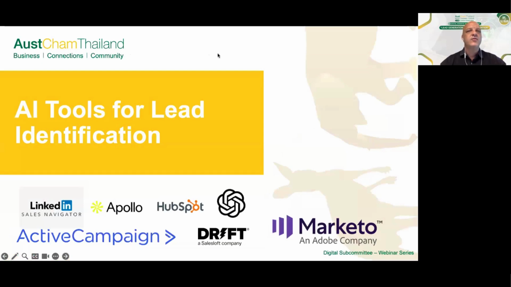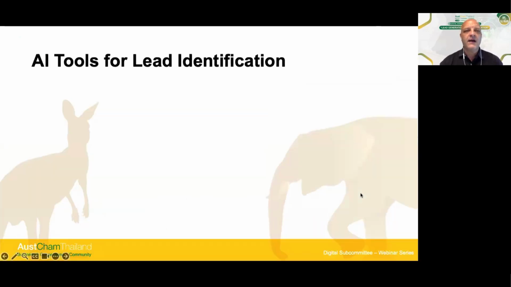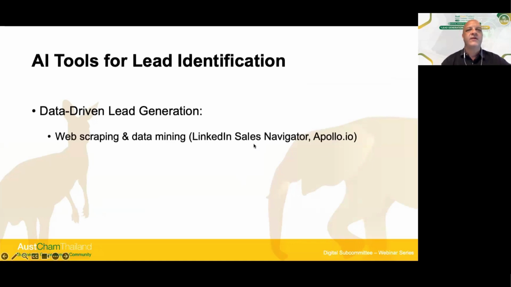So what kind of tools are there out there for lead identification? You see a few logos down here. So, AI tools for lead generation. We've got data-driven lead generation. So we have web scraping and data mining.